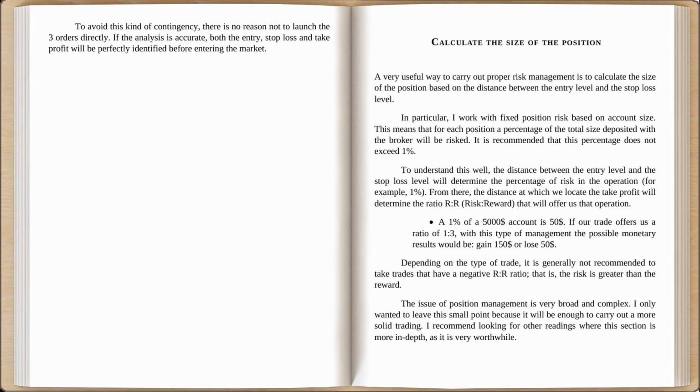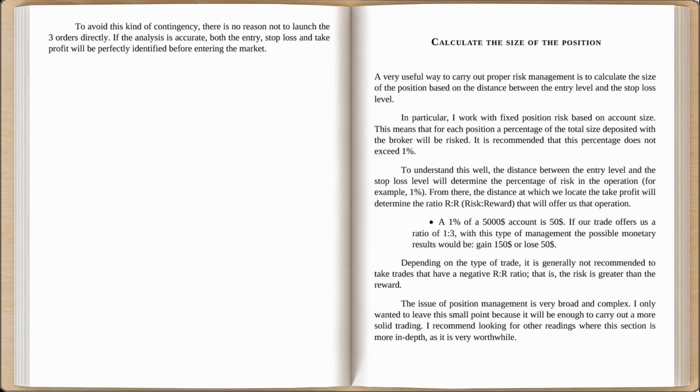To understand this well, the distance between the entry level and the stop loss level will determine the percentage of risk in the operation, for example, 1%. From there, the distance at which we locate the take profit will determine the risk-reward ratio that the operation will offer us. 1% of a $5,000 account is $50.